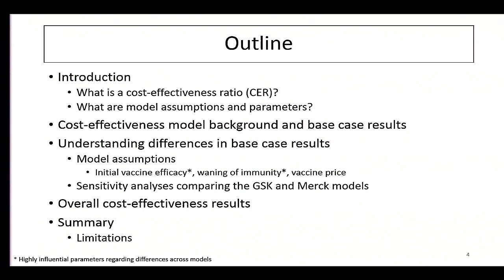So as a roadmap for our discussion today, I'll be presenting a few fundamental aspects of cost-effectiveness models, followed by a background of the two models that we're talking about in particular, then followed by some base case results. And I'm going to bring up some base case results fairly early because the two models do have some important differences in their results, and the middle section of this talk will be about where those differences are coming from. And then we'll conclude with a discussion of overall cost effectiveness results from both the models, and then I'll provide a summary and then a discussion of some limitations.